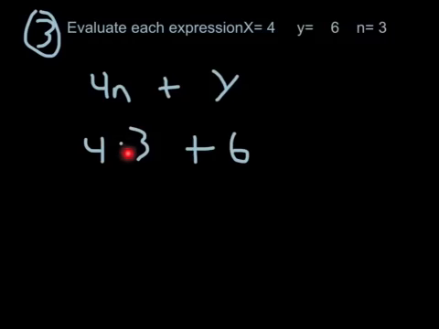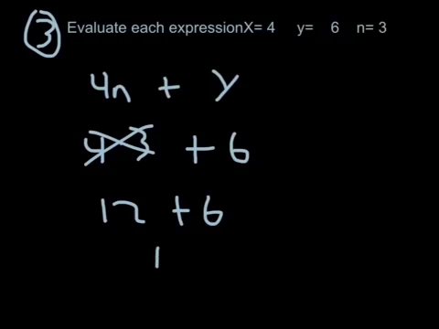Multiplication comes before addition with our order of operations, so we're going to go 4 times 3. 4 times 3 is 12, and then plus 6, did that, gone, and then 12 plus 6 is 18. So your final answer is 18. Okay, now I'm going to give you a few for you to try.